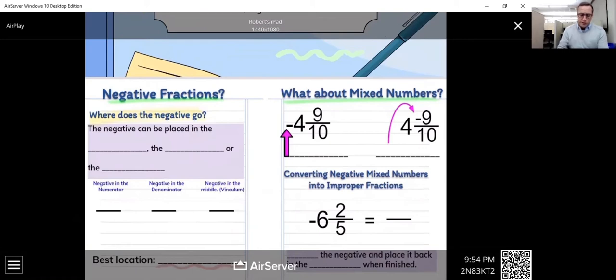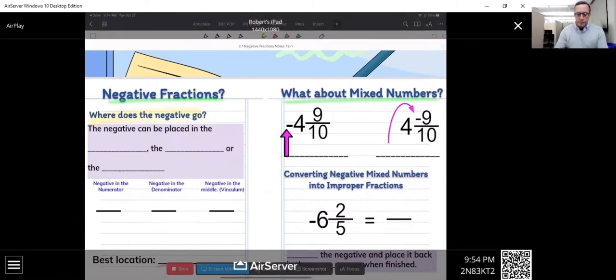One of the locations is the numerator. So put numerator here in your notes. It can go in the top. It can go in the denominator on the bottom, and I'll talk about that in just a second. Or it can go right in the middle, right in line with that fraction bar. If it's in the middle, it doesn't appear to be in the top or the bottom. It's right in line with the fraction.